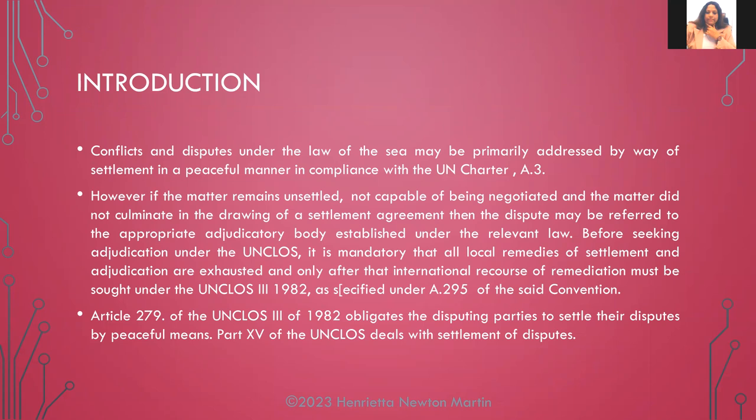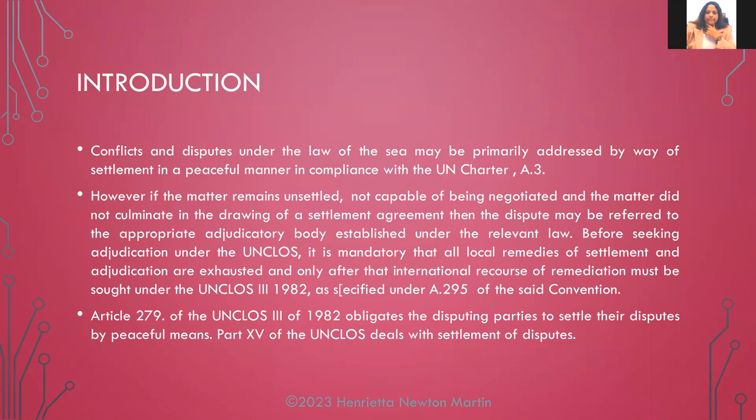Now, what does this mean? It says that first, whenever there is a dispute, the state parties must exhaust all existing remedies before them, that is, local remedies that are available before them. And only when the matter is not resolved at a local level, then they should go for international remediation of their dispute. Now, this is specified under Article 295 of the United Nations Convention on the Law of the Sea 3, or the 1982 Convention on the Law of the Sea.